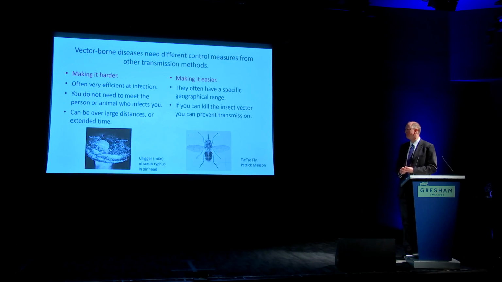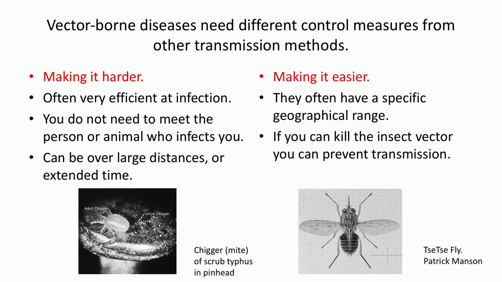Next slide, please. Now, the vector-borne diseases that we have require different control measures from other transmission routes. Making it much harder to deal with vector-borne infectious diseases is that they are often extremely efficient at transmission. I'm going to take the example of malaria.